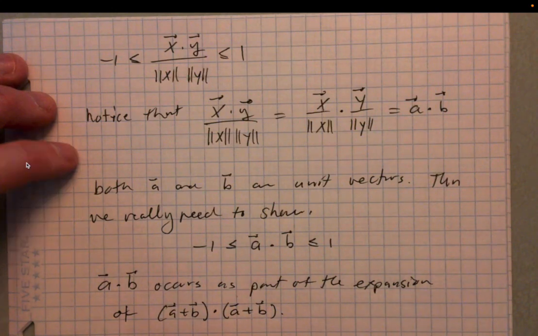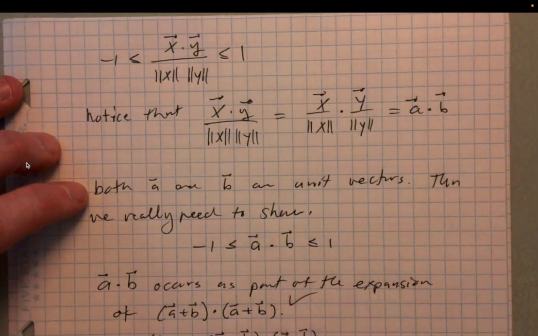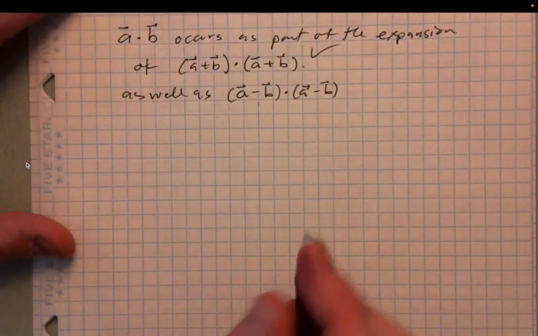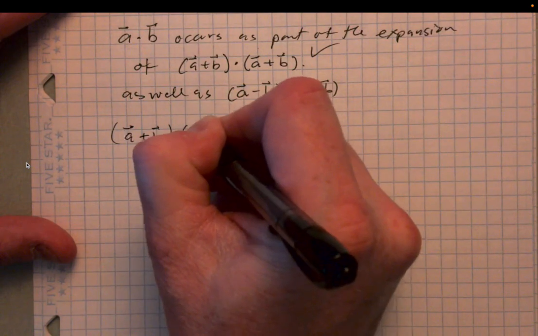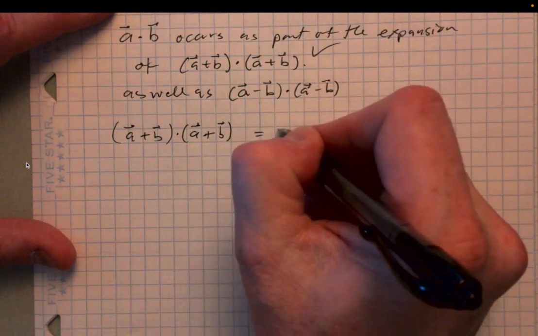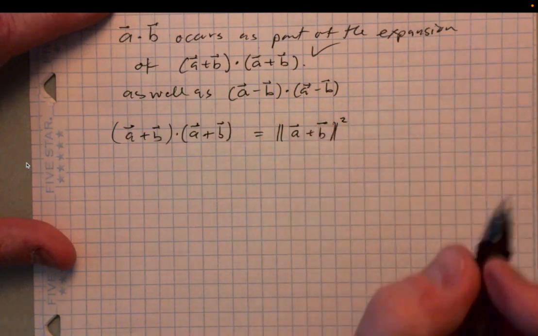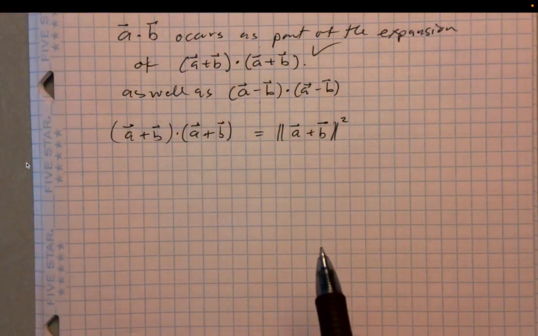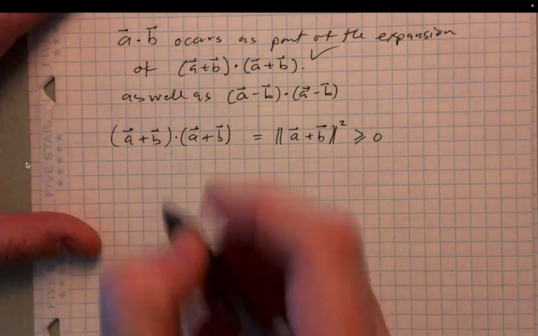Okay. As well as a minus b dot a minus b. Okay, so let's start with this one and see what happens here. If I take a plus b, two vectors added together gets me another vector, dot a plus b, what do I get? Well, I know that that's equal to the norm of a plus b squared, right? And I know that it's greater than or equal to 0. Okay, and so then what?